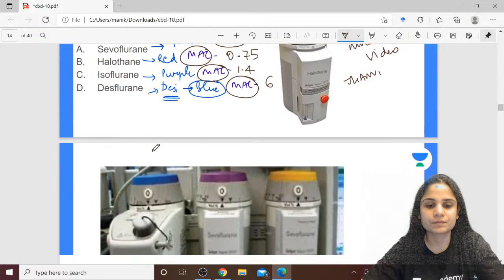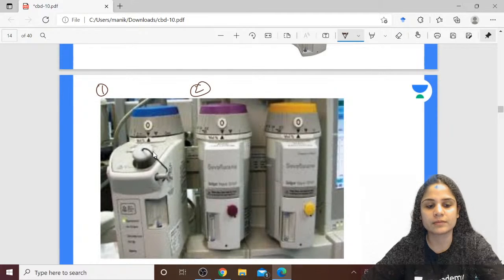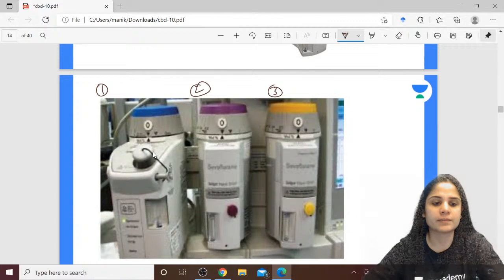Alright? Okay. So now, can you guys identify vaporizer number 1, vaporizer number 2 and vaporizer number 3 for me? Identify vaporizer number 1, 2 and 3 for me. Quickly.